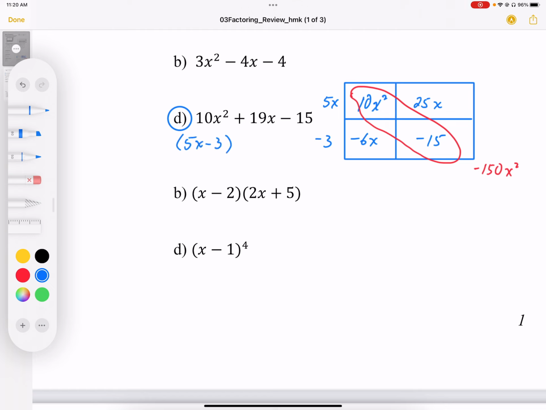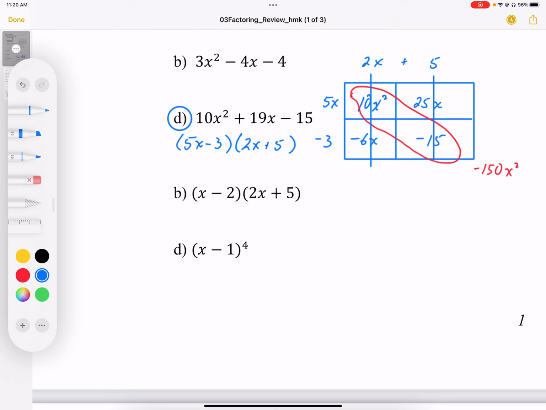Then along the vertical, we know that the common factor is going to be 2x. 2x times 5x gives us the 10x squared. And vertically the other way, we have a common factor of 5, so that's going to be 2x plus 5. There's our factored form.